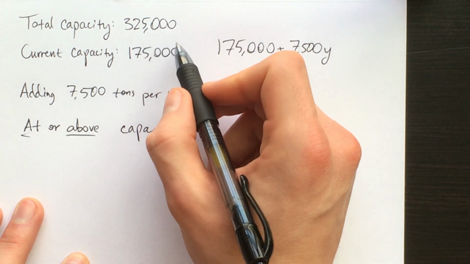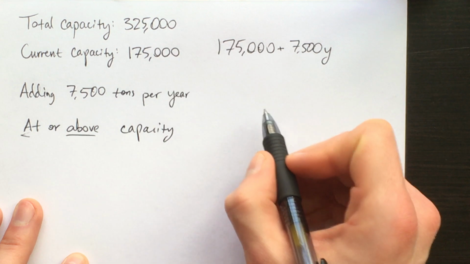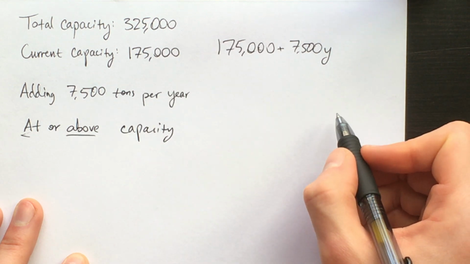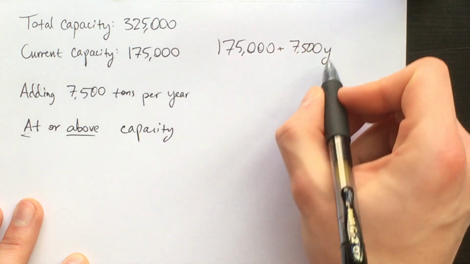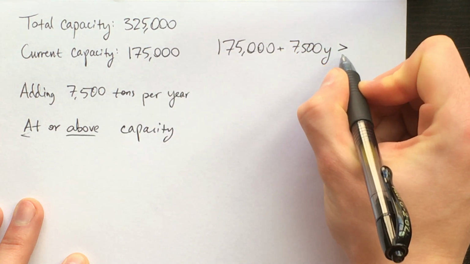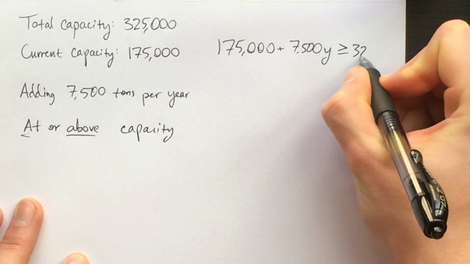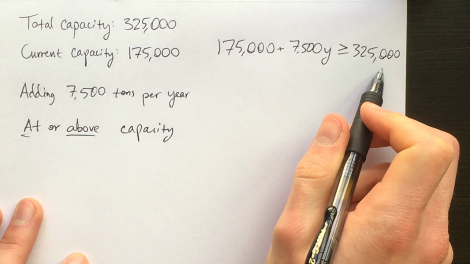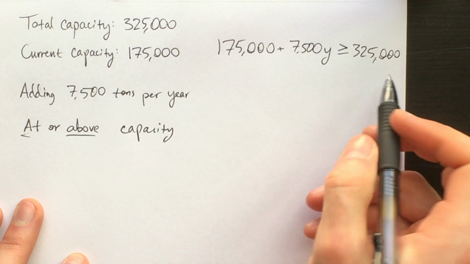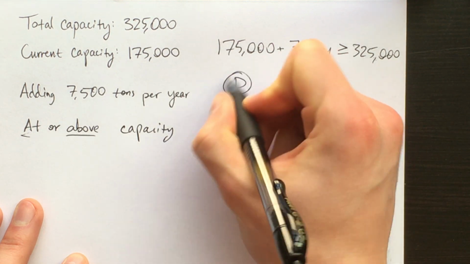But we want a set of years where it's at or above, which means equal or larger than, or as we usually say, larger than or equal to. So we want years that all of this is larger than or equal to 325,000. And that is equal to answer choice D.